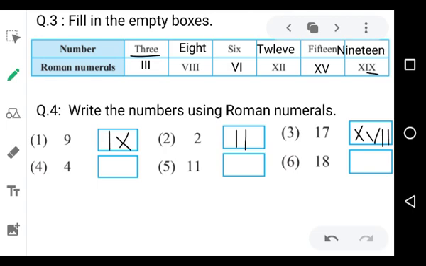Next is 4. 4 means 5 minus 1. So 4 is IV. 11. 11 means 10 plus 1, that is X, I. Next is 18. 18 means 10 plus 8 and 8 means 5 plus 3. So 18 is X, V and 3 times I on the right of V.